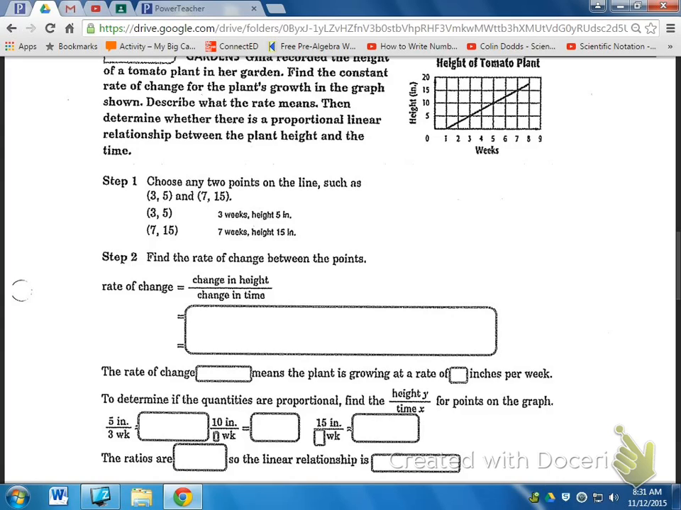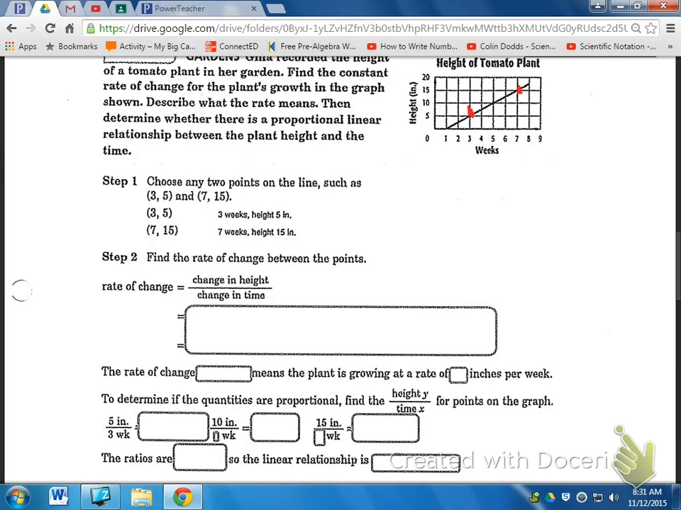So they picked 3, 5 because it was on that corner right there. And then they picked 7, 15. You can't pick some random point out in the middle because you don't know exactly what it is, and your stuff would be off. So you want to find points where it hits corners. If it doesn't hit corners, then you're going to have trouble. But this one, luckily, it does.